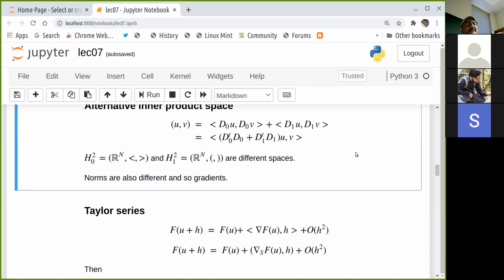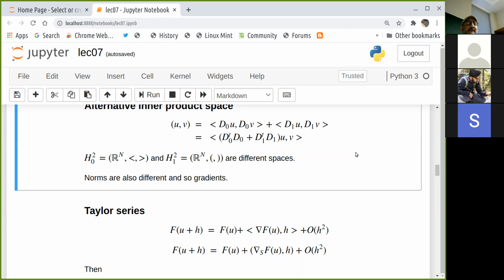Previously we were doing steepest descent in a different inner product space. And now I want to do it in this new inner product space. Essentially, the old inner product space we can call H0 2. That was Rn equipped with the usual Euclidean inner product. And we want to work in this new space, which we'll call H1 2. And that is Rn equipped with this new inner product that I'm talking about.